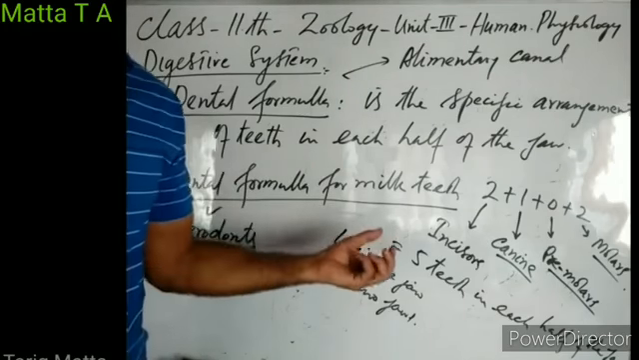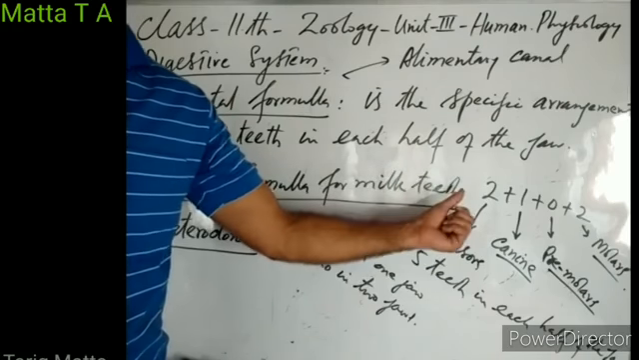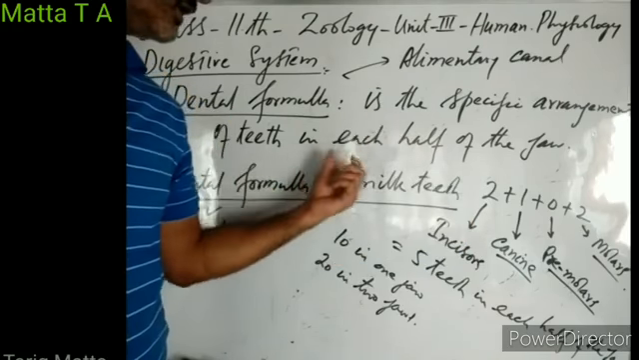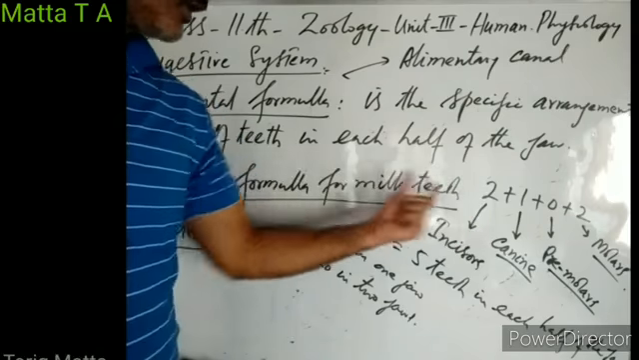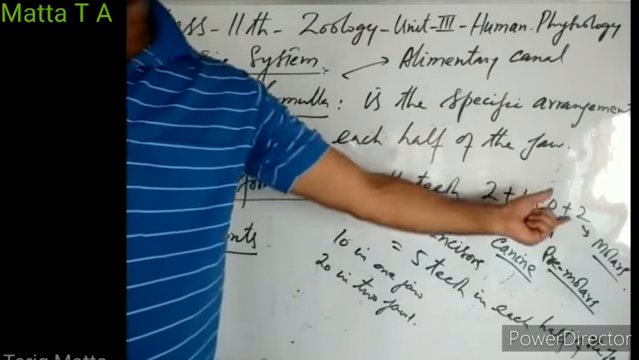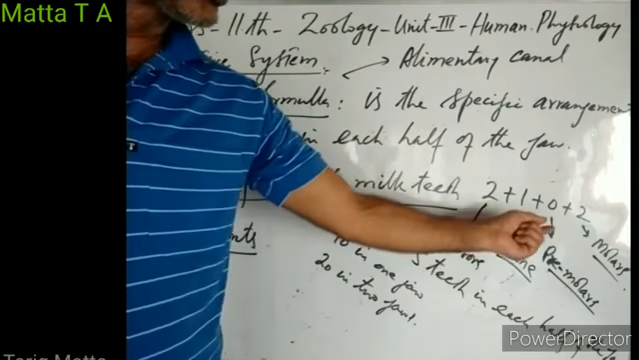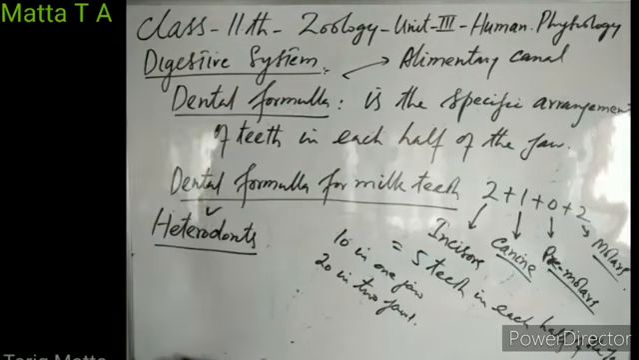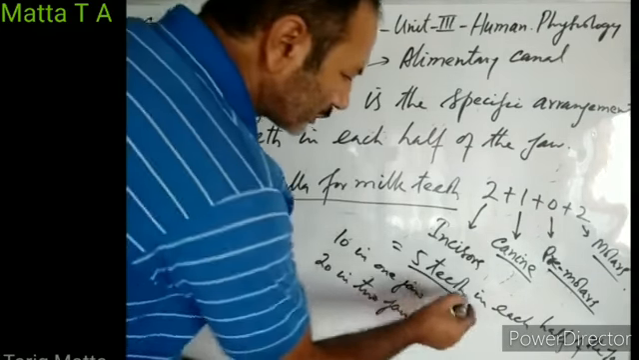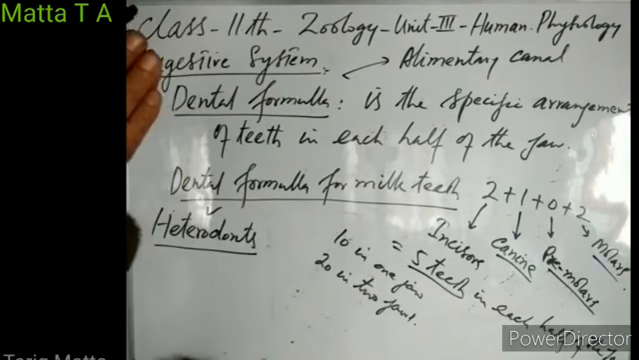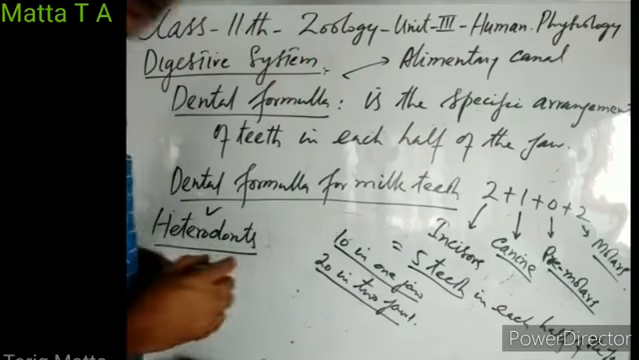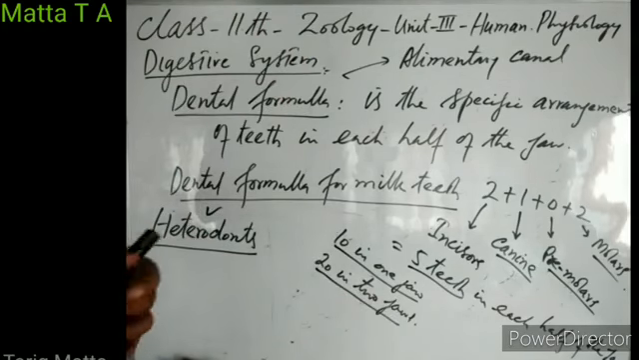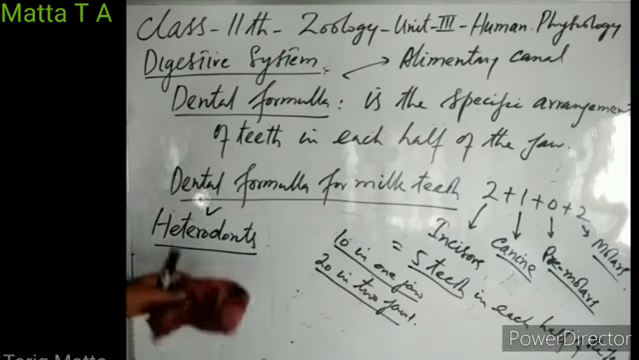Then these teeth are arranged in a specific manner on each half of the jaw. This specific arrangement of teeth on each half of the jaw is known as dental formula. So the dental formula for our milk teeth is 2 plus 1 plus 0 plus 2. We have two incisors, one canine, zero premolars, and two molars on each half. So there are 5 teeth in one half of the jaw, 10 in one full jaw, and 20 in two jaws, right? So there are a total of 20 milk teeth in an infant. So this is the dental formula of milk teeth.